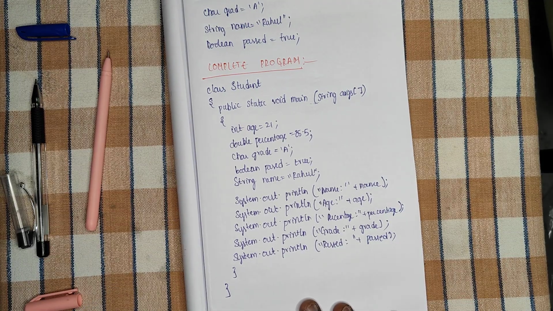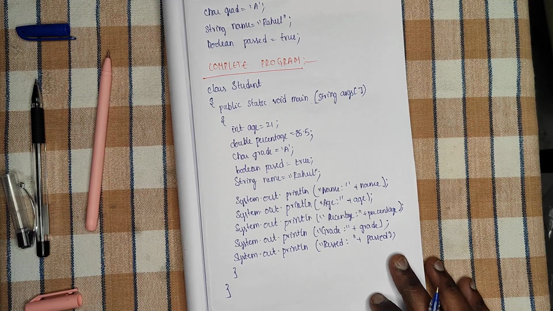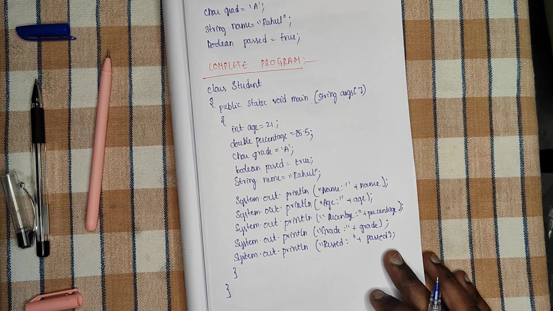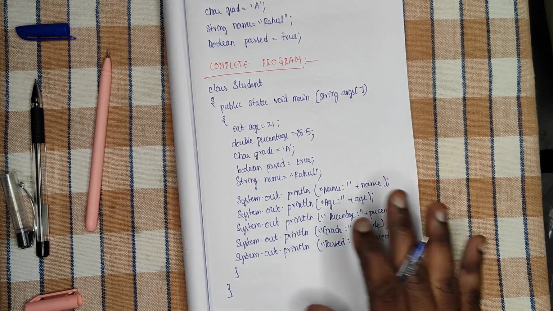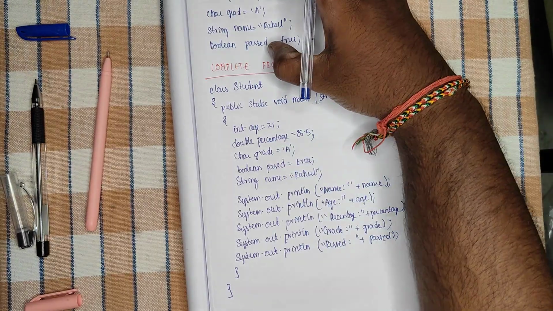So here we use different data types: int age, double percentage, char grade, boolean passed, string name. This single program is a practical understanding of why different data types are needed. So this is not a tough program. This is the concept that we have explained earlier in this video.